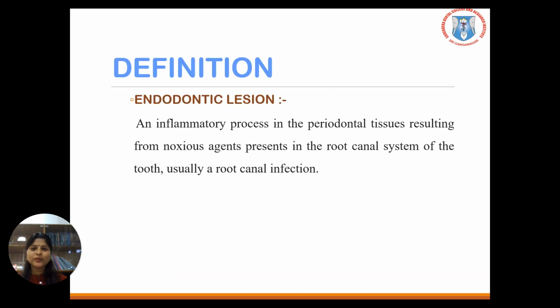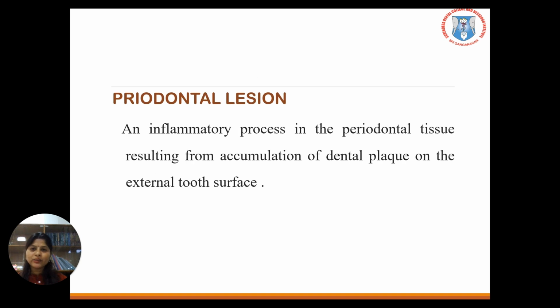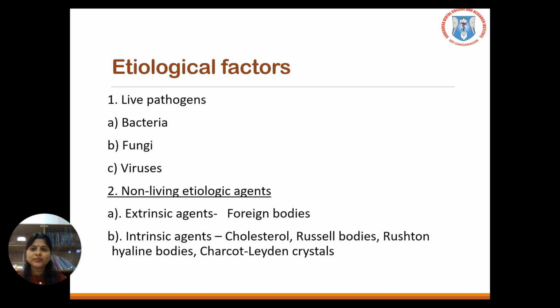Now, what is an endodontic lesion? It is an inflammatory process in the periodontal tissues which results from the noxious agents which are present in the root canal. Whereas a periodontal lesion is an inflammatory process in the periodontal tissues which results from the accumulation of plaque on the external tooth surface.